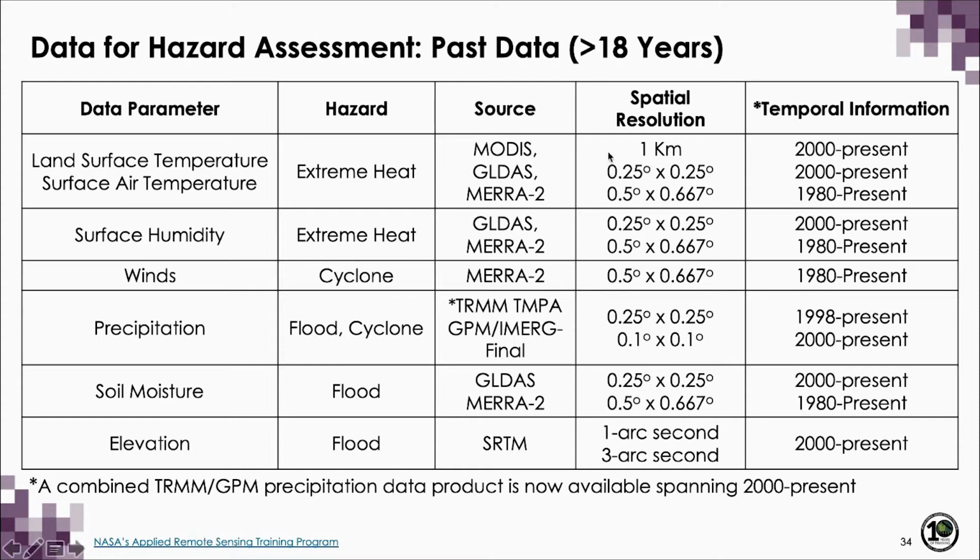As you can see, resolutions in space vary for different data sets. SRTM is about 30 meters, MODIS is 1 kilometer, quarter degree for TRMM and GLDAS, half a degree for MERRA, and 1/10 degree for GPM. So resolutions do vary, but these data are available for long term, and they can be used to assess these hazards regionally where intensity is high or frequency is high. What is the probability or return period?